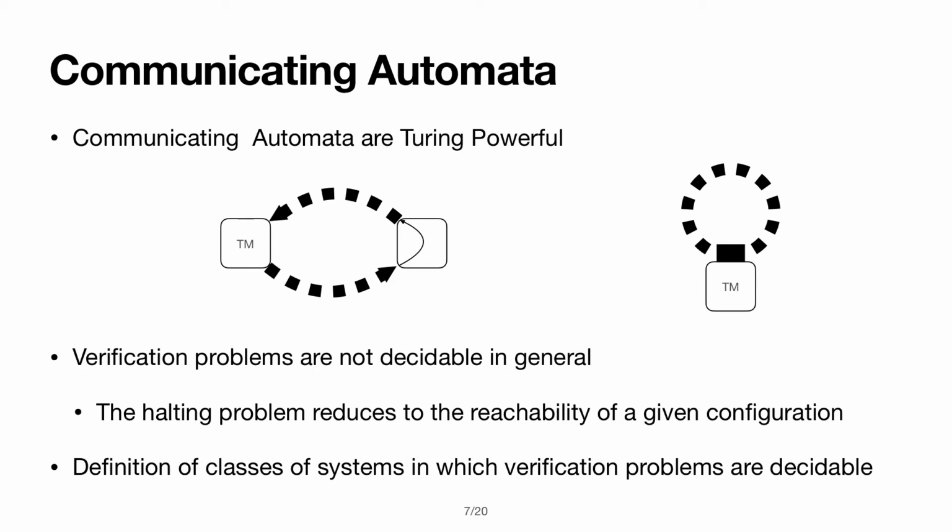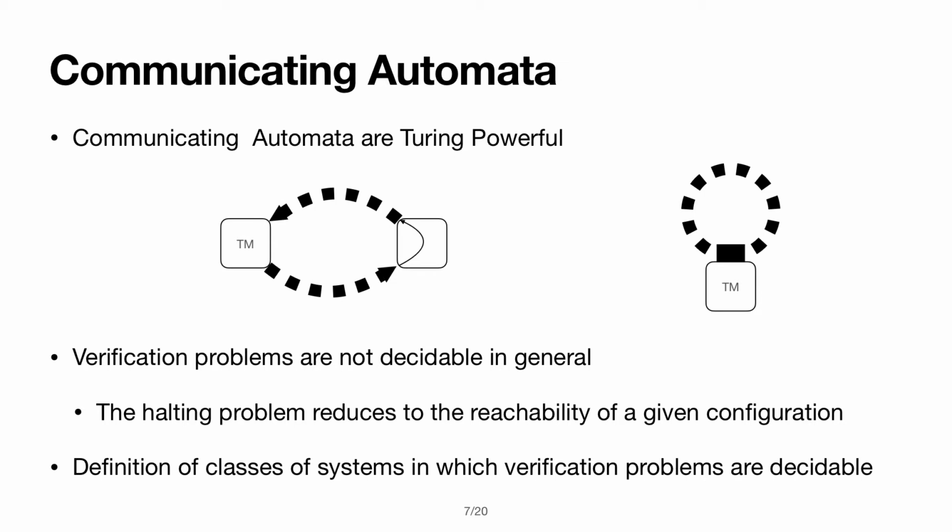So the issue we have here is that being able to tell if a given configuration is reachable on this system simulating a Turing machine would mean being able to tell if a program running on the Turing machine would halt. And we all know that this is undecidable. From this intuition it follows that all the verification problems we mentioned in the previous slide are undecidable.